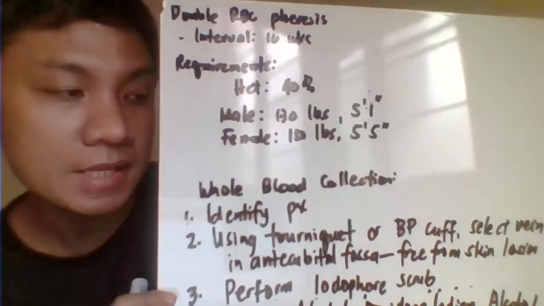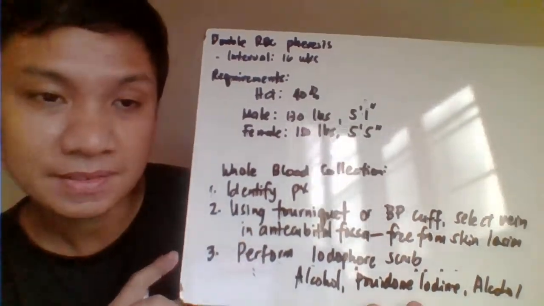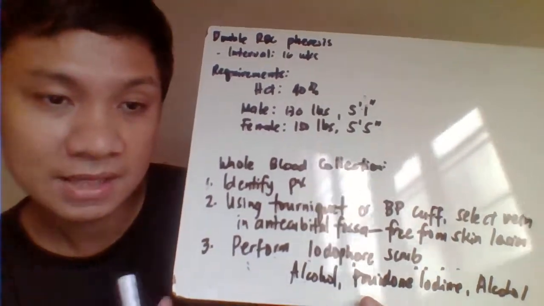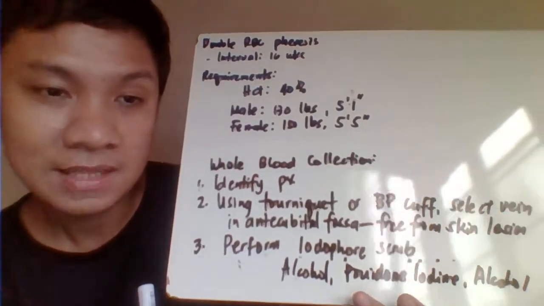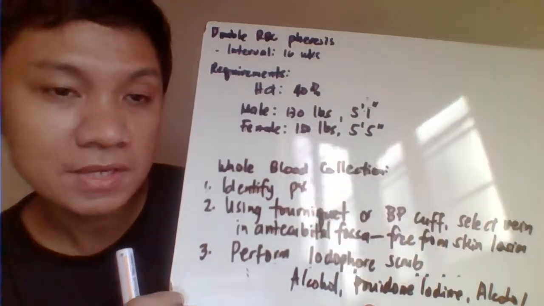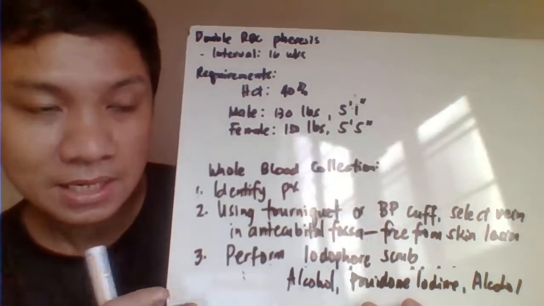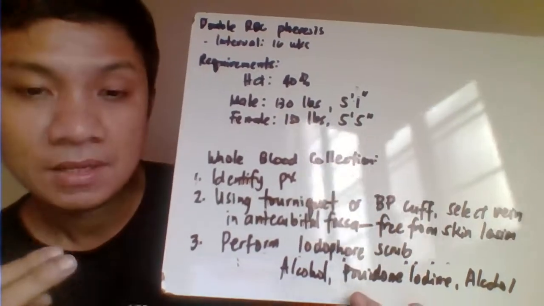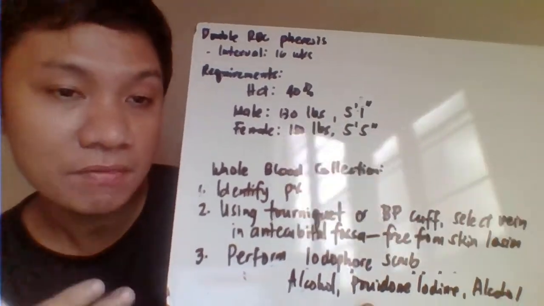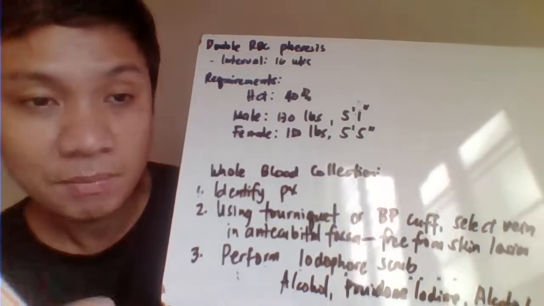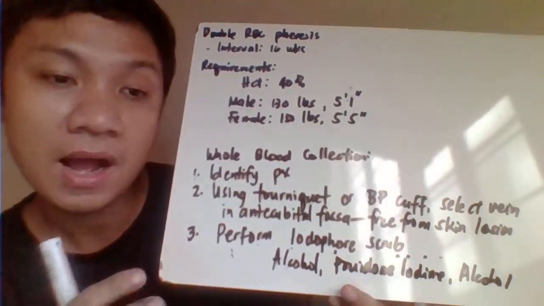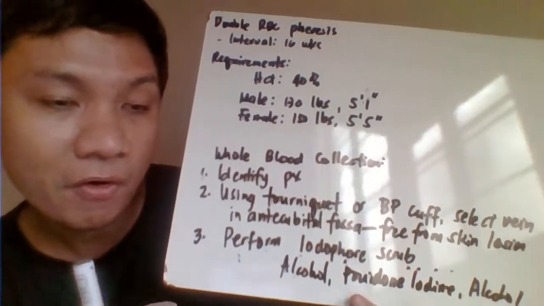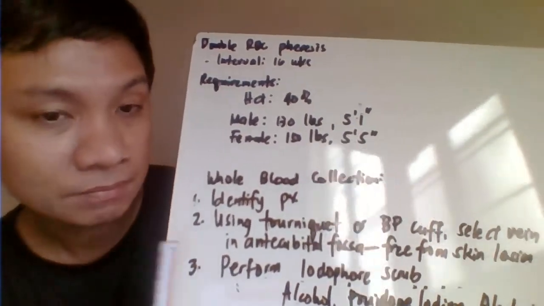Okay, then we have also here the double RBC pheresis. For the double RBC pheresis, you are collecting here 2 units of your blood. So with that, the interval of the donation of the patient here would be 16 weeks. Di ba, pag 1 unit is 8 weeks, since the patient here is donating 2 units of the RBC, then the patient will have a deferment for 16 weeks. Interval before the patient will still be allowed to donate.